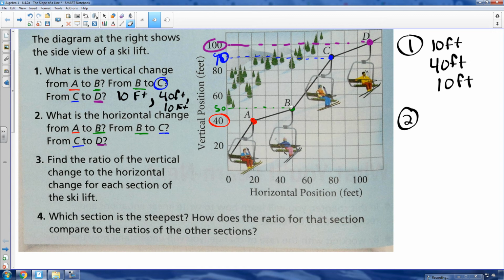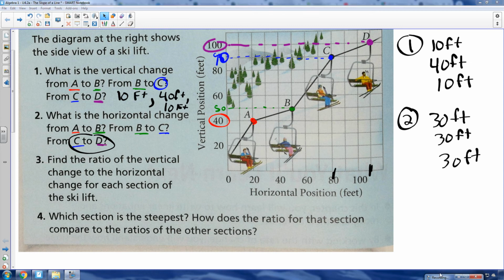From B to C, it's at 50 here, between 40 and 60, and then it's at 80. So that's a change of 30 as well. So we have two horizontal changes of 30 feet. That's the first question, then a change of 30 feet, that's the second question. And then from C to D, the horizontal change is from 80 to 110. That's also a change of 30 feet. So the answer to all of these is a horizontal change of 30 each time. That's basically what we're looking at.